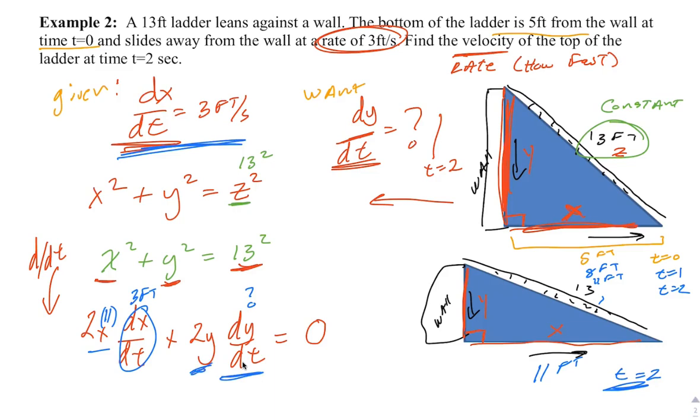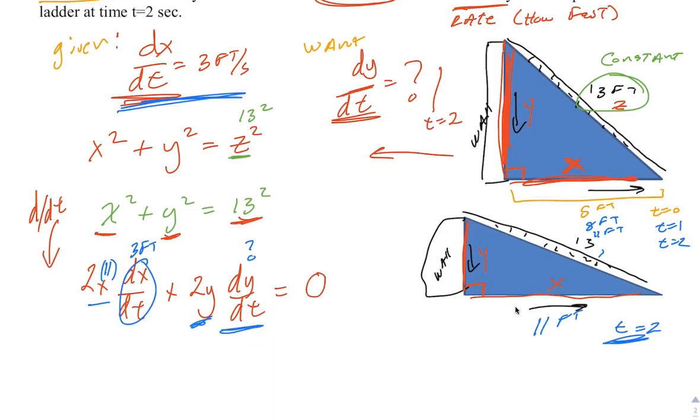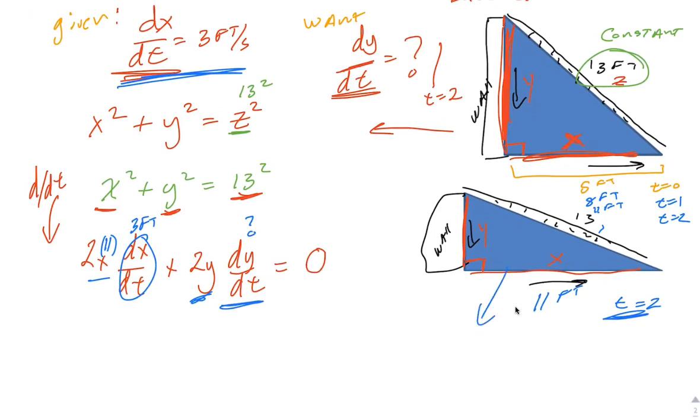I still got to find y though. Like, we don't have an equation that relates all of them again. Oh yeah, we do. Pythagorean theorem again. Right? I have y squared plus x squared, which is 11, equals 13 squared.